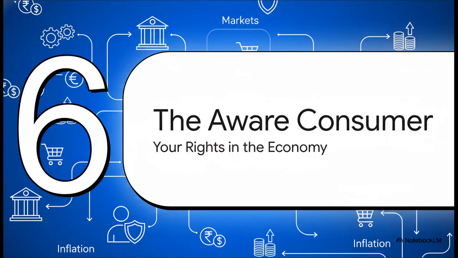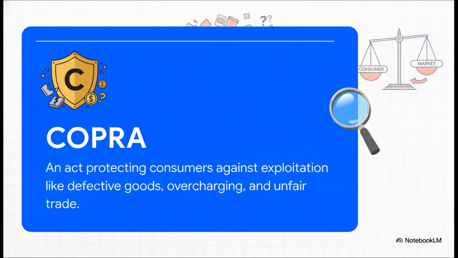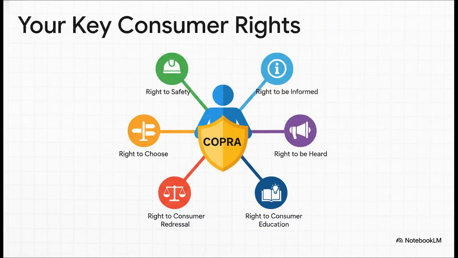Okay, let's bring this all back home. With all these huge economic forces at play, production, markets, banking, inflation, how are you, the consumer, actually protected in all this? Well, the government gave us a powerful shield, and it's called COPRA, the Consumer Protection Act. Its entire purpose is to defend you from being exploited in the marketplace, whether that's through faulty products or just plain unfair business practices. And under COPRA, you are armed with some fundamental rights. The right to safety from harmful products, the right to be informed about what you're buying, the right to choose freely, and very importantly, the right to be heard and seek redressal if something goes wrong.